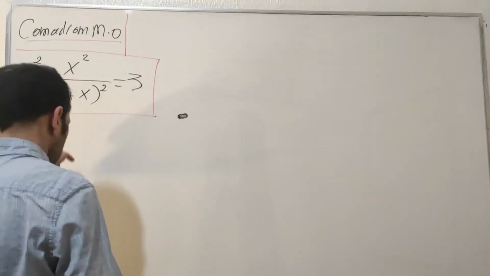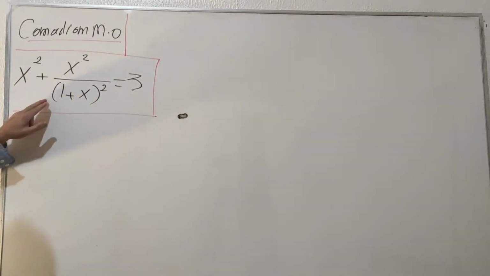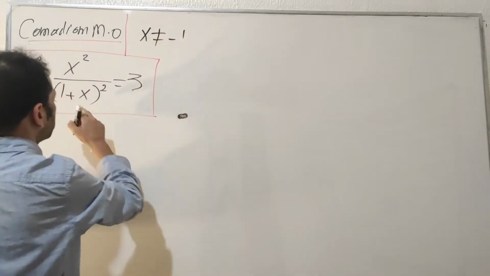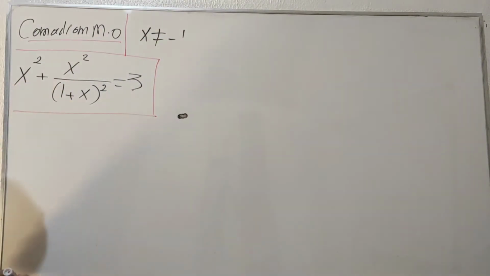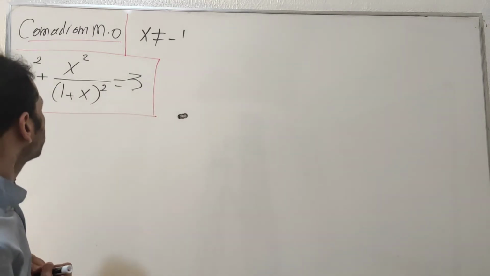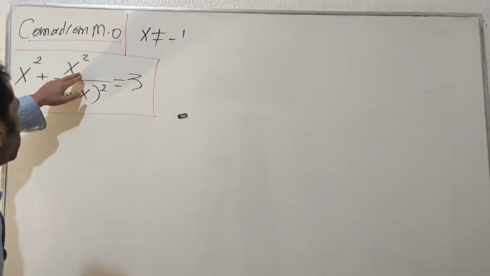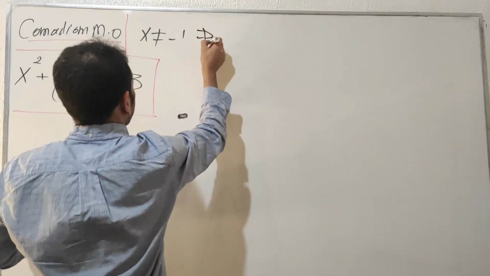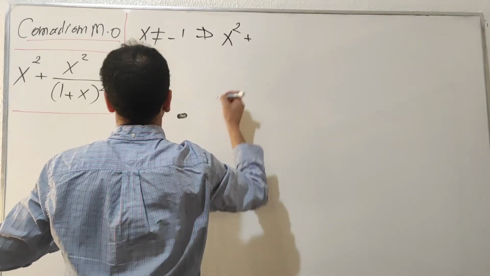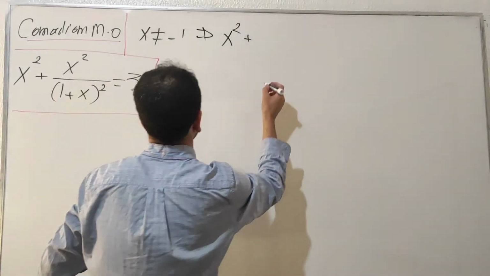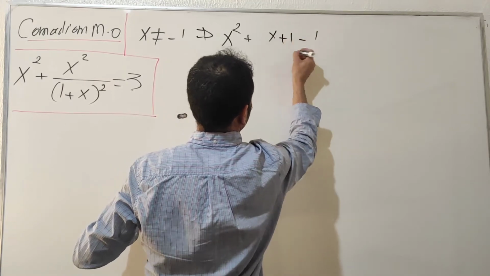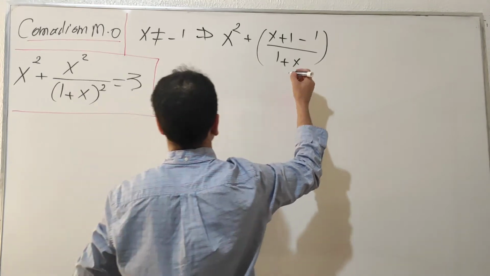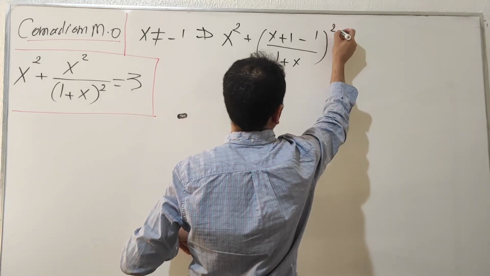First of all, I'm going to check the domain of this equation. It's simply that x must be different from minus 1, because we have 1 plus x in the denominator. Now I'm going to apply a little trick on the numerator. I will have x squared, which becomes x plus 1 minus 1 all over 1 plus x, and the whole thing is raised to the power of 2, which equals 3.